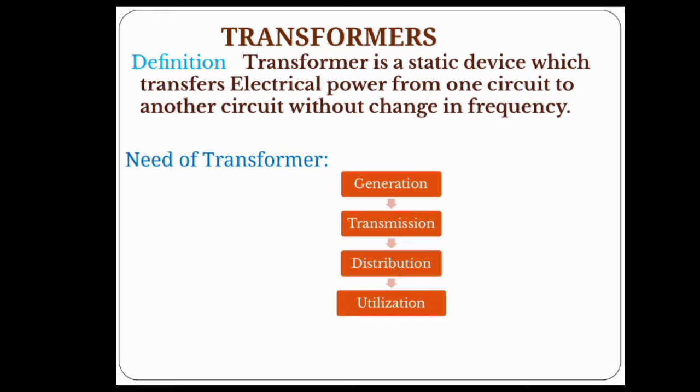And in between the transmission and distribution system, again that high voltage has to be stepped down. So here we use step down transformers. And coming to the distribution to utilization, here also we use a step down transformer to decrease the level of voltages.